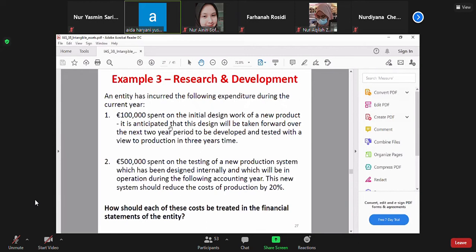So, you have number 1 and number 2 here. Okay? How should each of these costs be treated in the financial statements of the entity? Are these expenses? Are these intangible assets? Number 1. Or this is how to recognize. Number 2, is it an expense? If it is an expense, you can write off to the income statement. If it is an intangible asset, then you will put it under SOFP. So how to recognize?